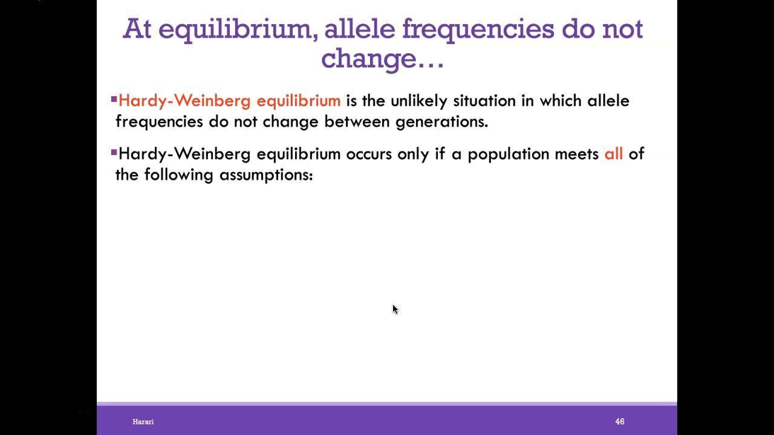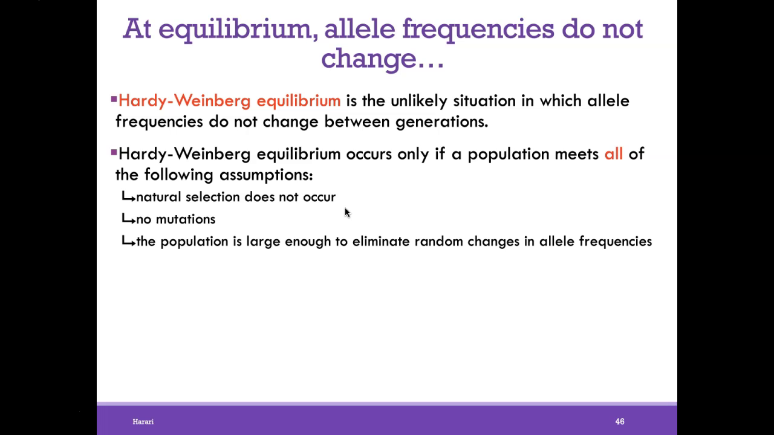So Hardy-Weinberg equilibrium will occur if all of the following assumptions are met. And what that means is that evolution does not occur when this happens, right? So Hardy-Weinberg equilibrium is when natural selection does not occur. There are no mutations in the gene pool. The population is large enough to eliminate any random changes in allele frequencies. Individuals mate totally at random, and there's no migration in or out of the population.